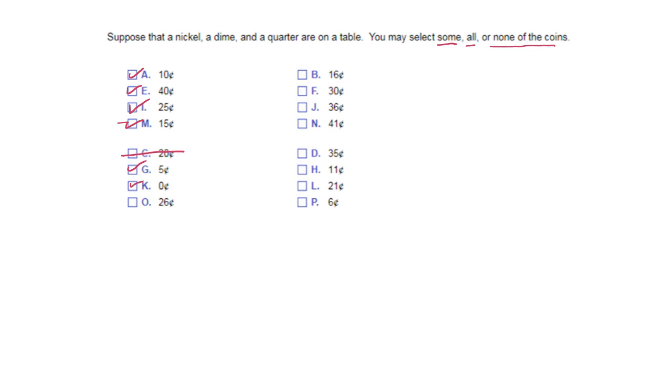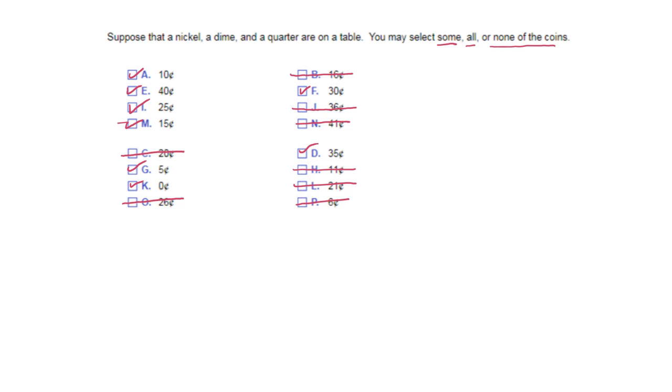So that one works. 26 cents, I don't have a penny, so I cannot do that one. 16 cents, we cannot do again. We need the penny to do that. 30 cents you can create with the quarter and the nickel. 36 cents, no. 41 cents, no. Again, we still need that penny. 35 cents, the quarter and the dime. 11 cents, no. 21 cents, no. And 6 cents? No. All right, so what we're actually doing is a part of set theory.